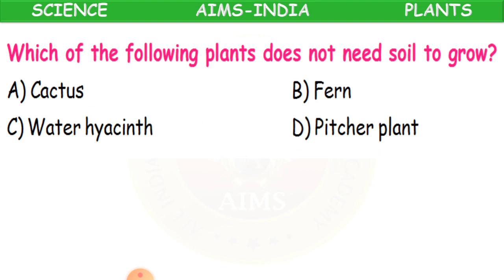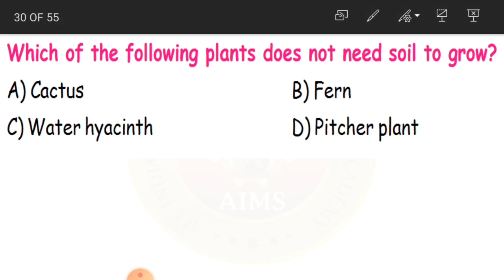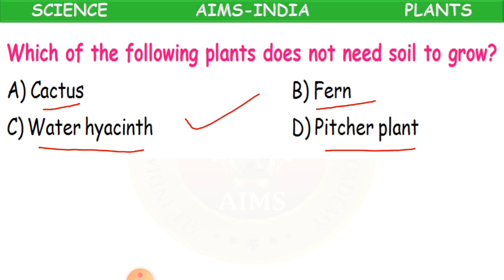Okay, children, which of the following plants does not need soil to grow? Either cactus, fern, water hyacinth or pitcher plant. And the answer is water hyacinth, because it is an aquatic plant. There is no need of soil. It just grows in water.